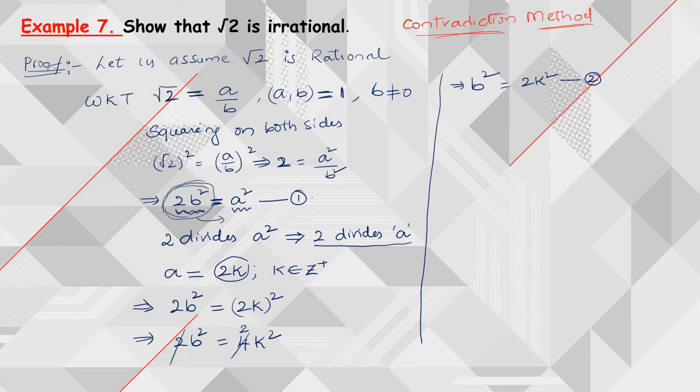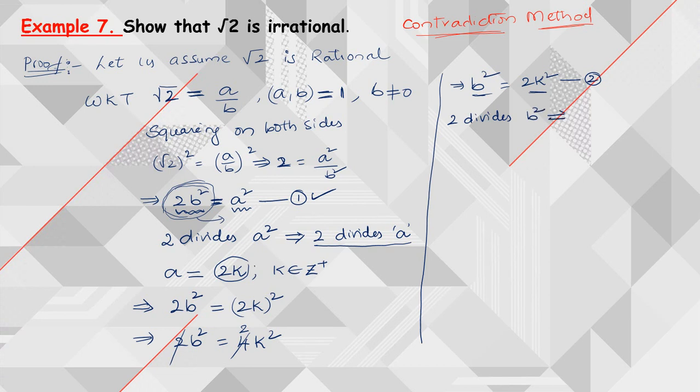Now if you observe this, it is nothing but the same form as equation number 1. From this, what can I say? b square is equal to 2 times k square. That means b square is equal to some even number. So what can we simply say? 2 divides b square.